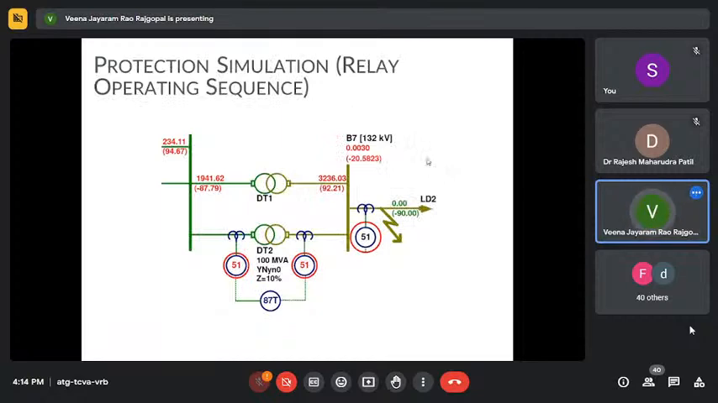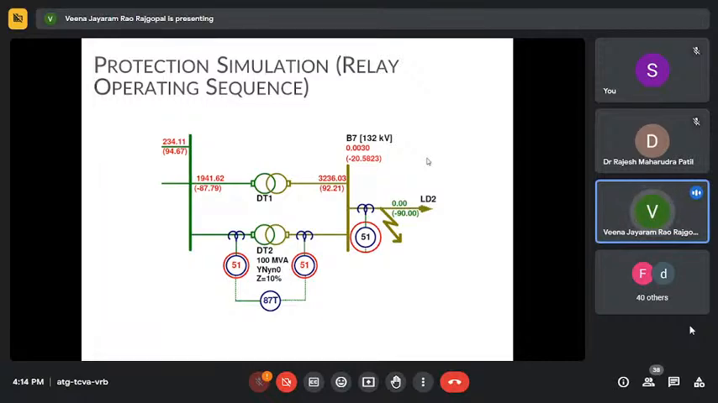Next is the simulation I was talking about. There is one very good feature in MyPower called protection simulation. Normally when we do the settings, we do overcurrent relay settings, distance relay settings, and also all the unit protection settings. Once all the settings are done, we then get a consolidation of how the system is going to behave, or how the relays are going to operate.